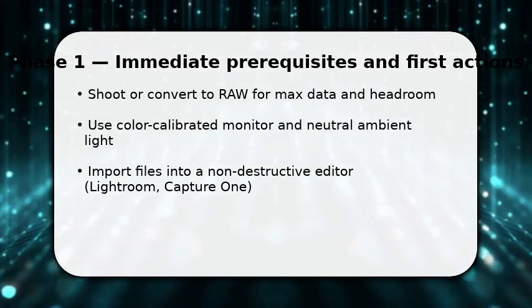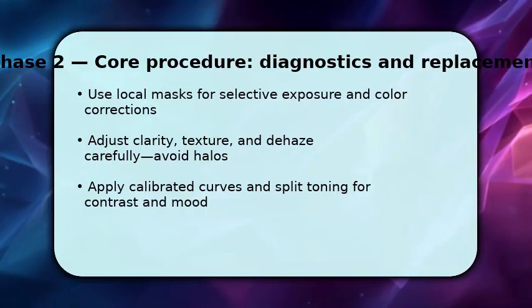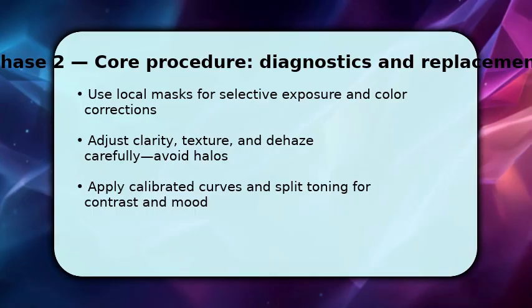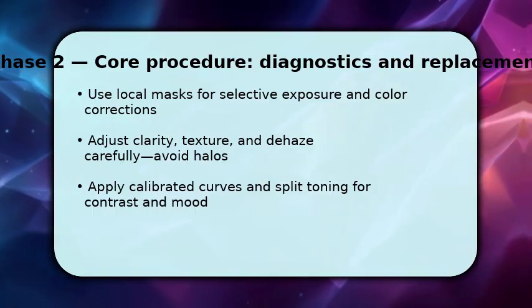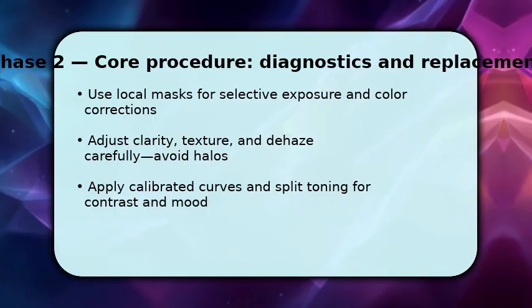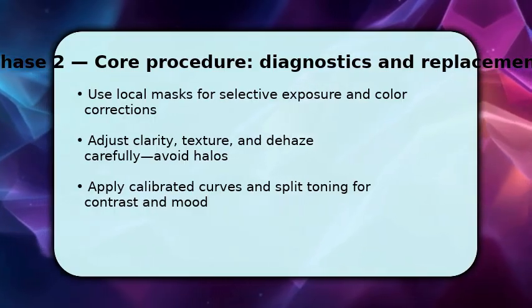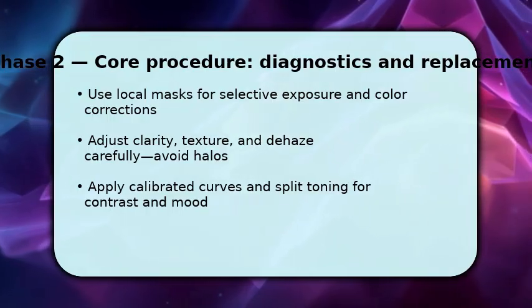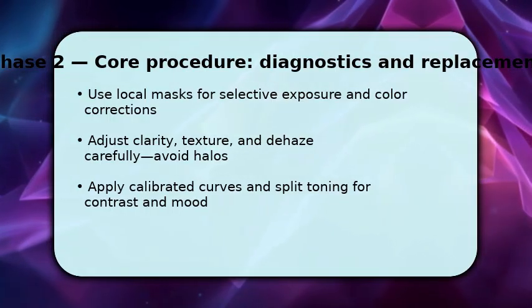Next, refine tone and color with a mix of global and local edits. You should create local masks to target faces, skies, or shadows so you don't crush detail. Once done, gently increase clarity and texture to enhance micro-contrast, but reduce if halos appear. Use dehaze sparingly to restore atmospheric contrast.